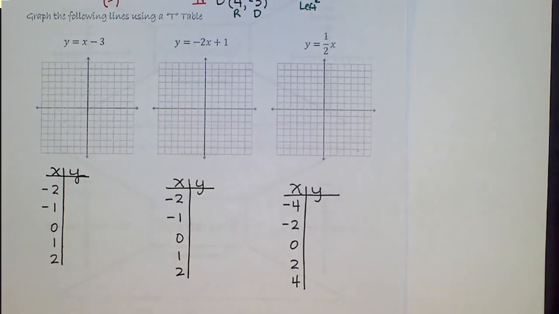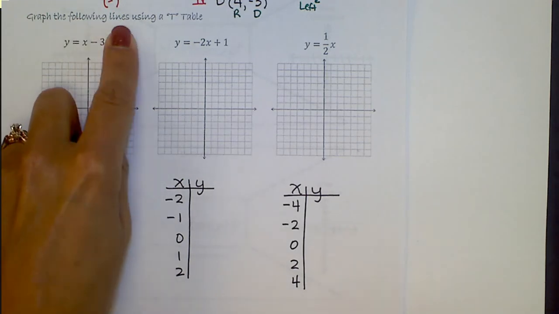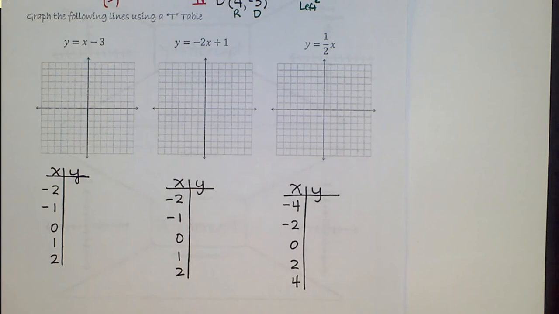Now let's take a look at how to graph the following lines using a t-table. Now notice the key word, it said graph the following lines. These are all going to be straight lines in Unit 4. So just be very, very careful that in Unit 4, everything you graph should be straight lines.